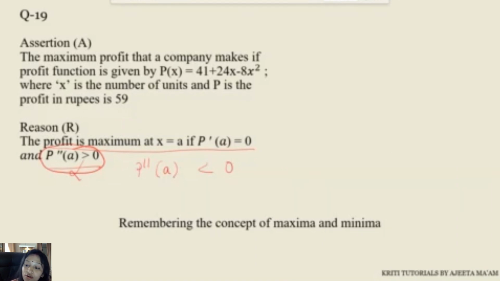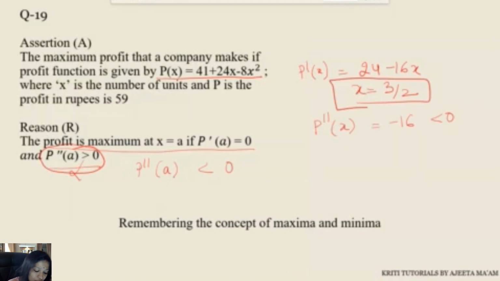So is assertion correct or not? For that we will have to solve it. Now this is your P given, so we have to find P dash x. So what will you get? 24 minus 16x, and from here you get the value of x as 3 by 2. Now we have to check what P double dash x will be. P double dash x will be minus 16, which is less than 0, so this is a point of maxima. At this point we have to find the profit, which should be the maximum value. If I put it in the function, 41 plus 24 into 3 by 2 minus 8 into 3 by 2 whole square, I get the answer as 59, which is correct.